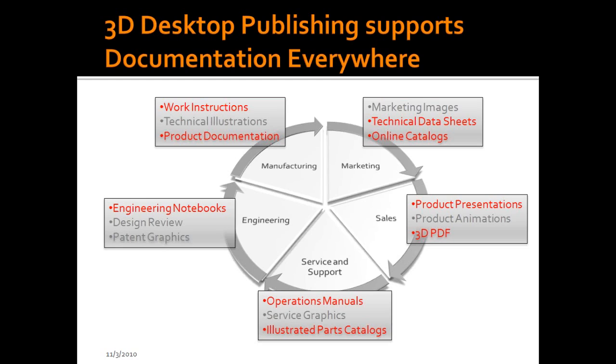There's a lot of different uses out there for, especially for manufacturing companies that are tied to 3D CAD tools such as SolidWorks, Inventor, ProE, CATIA, Unigraphics, or Siemens, that is. A lot of different uses down the pipeline here. Work instructions is a major use of our software, product documentation, technical data sheets, online catalogs, 3D PDF. Those are great for sending out to prospects and those kind of things. Product presentations, illustrated manuals, parts catalogs.